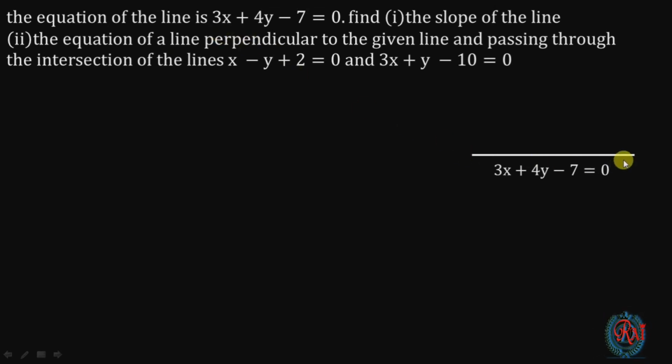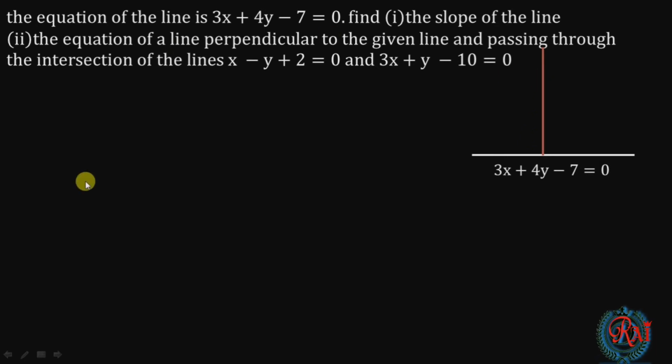We have a straight line whose equation is 3x plus 4y minus 7 equals 0, and I need to find the equation of this line which is perpendicular to 3x plus 4y minus 7 equals 0, and this line passes through the point of intersection of x minus y plus 2 equals 0 and 3x plus y minus 10 equals 0. So I need to find the equation of this line.